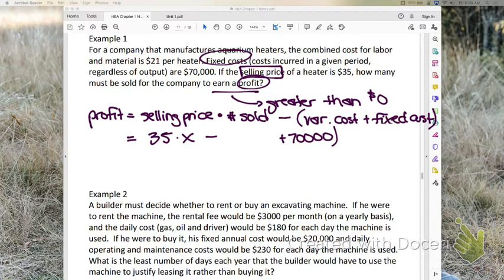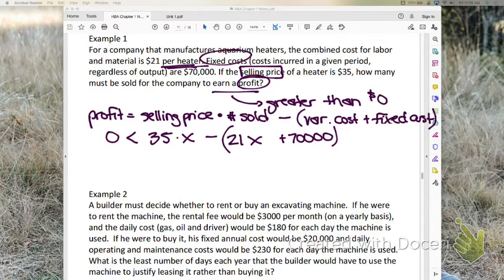It does not say the words variable cost, but it does say that in order to make these heaters, it costs $21. As soon as I see this per heater, while it does not say variable cost, that means for every single one, which means it's happening again and again and again. So I would like for this to be 21x in here for my variable cost. Now, what did we say? We want to make a profit that is greater than 0. So I'm going to say that all of this, my profit, must be greater than 0.